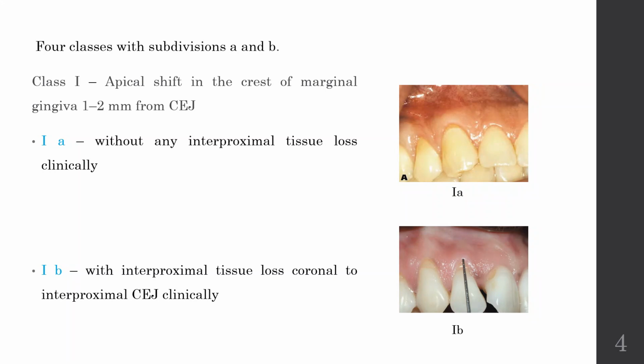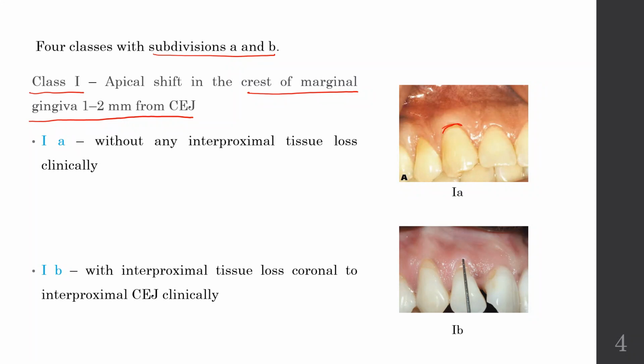So they have proposed 4 classes with the subdivisions A and B. So grossly there are 4 classes, that is class 1, class 2, class 3 and class 4. These classes are divided on the basis of the position of the gingival margin from the CEJ. So in class 1, the apical shift in the crest of marginal gingiva is 1 to 2 mm from the CEJ. So when the gingival margin is located 1 to 2 mm away from the CEJ, then it would be categorized in class 1 according to this classification.